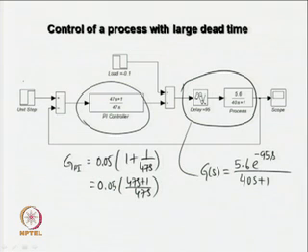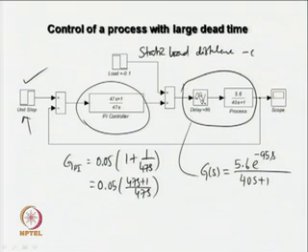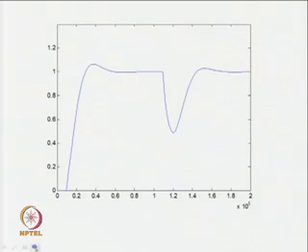Now, the closed loop system input is a unit step input signal, whereas the process is subjected to a static load disturbance of magnitude -0.1. So, when the PI controller is employed to control this process with large delay or dead time, the type of time response we obtain is shown over here.